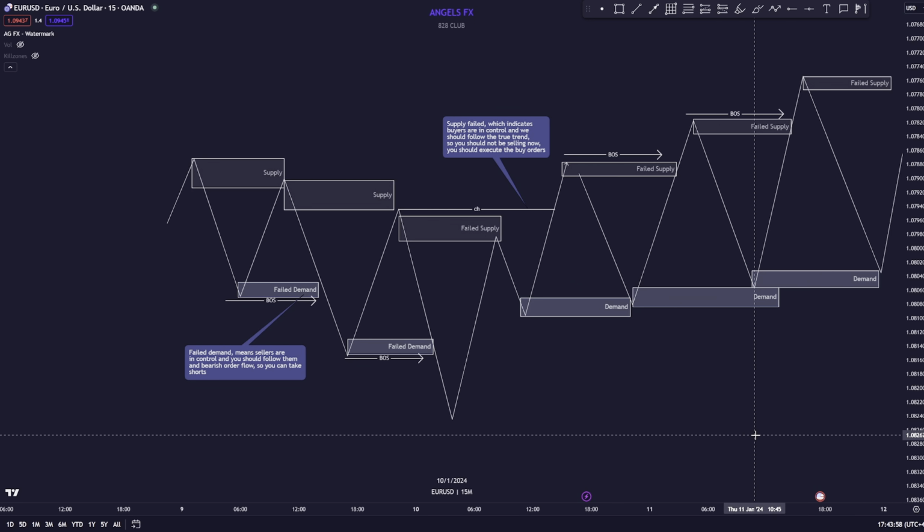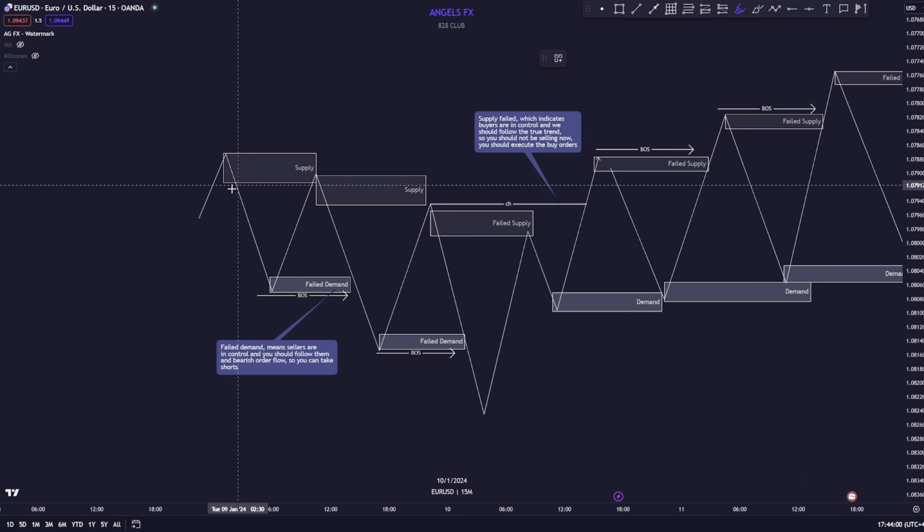So here, let's start from this point. As you can see, price is moving in a bearish trend, because you can see supply zones being respected and failed demand zones are failing. So failed demand means sellers are in control and you should follow them, and bearish order flow, so you can take shorts.